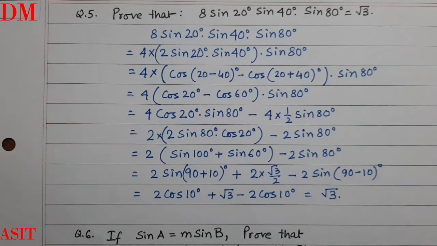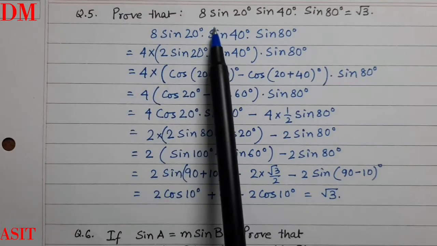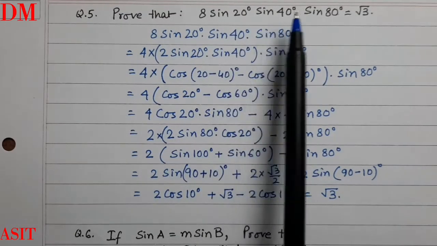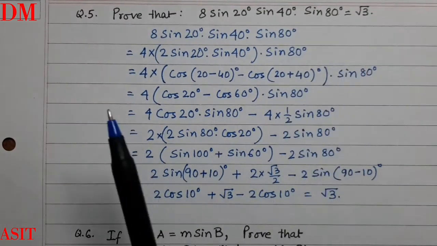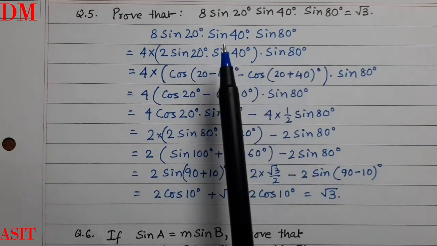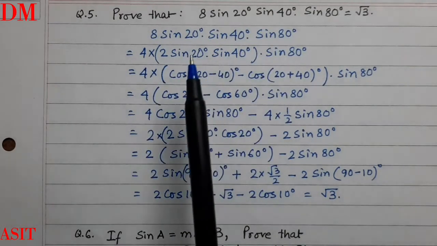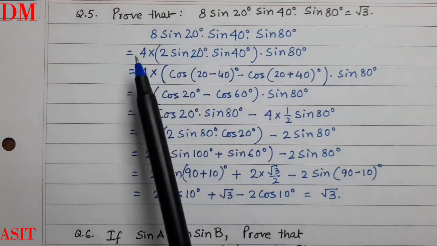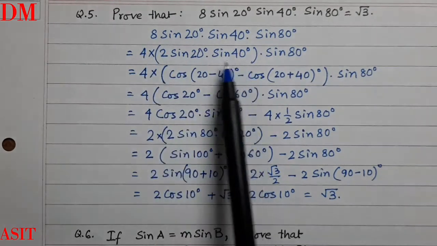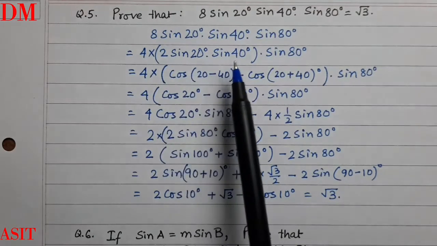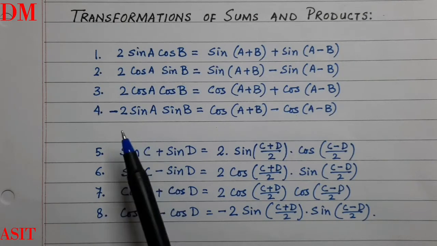Now let's see the next question. Here we need to prove that 8 sine 20 degree sine 40 degree sine 80 degree equals root 3. So I have taken this expression as the left hand side. Now I am taking these two terms, and we can write 8 as 4 into 2. Now this is in the form of 2 sine A sine B. Here we have the formula of 2 sine A sine B.